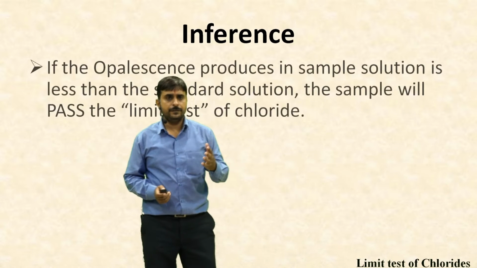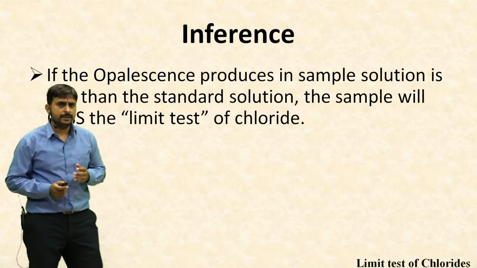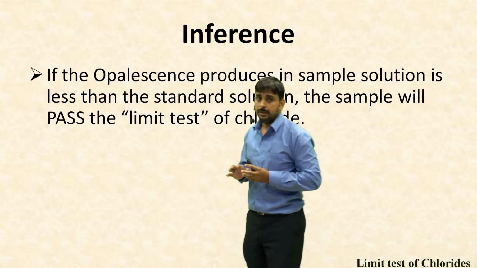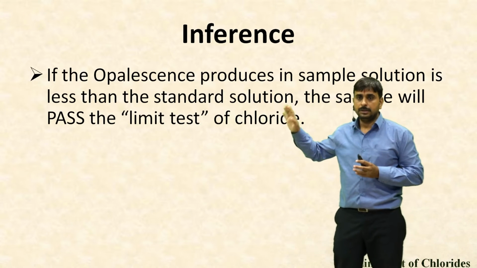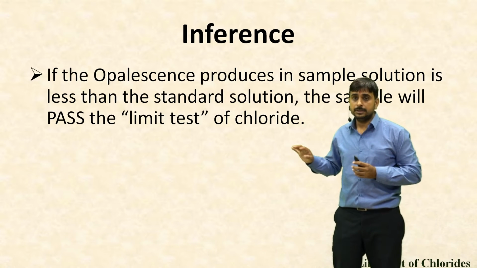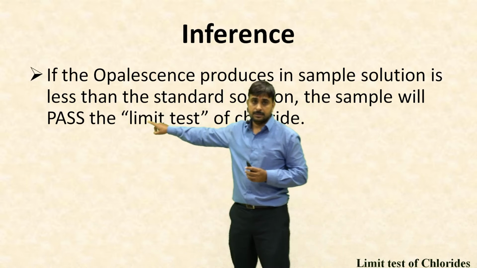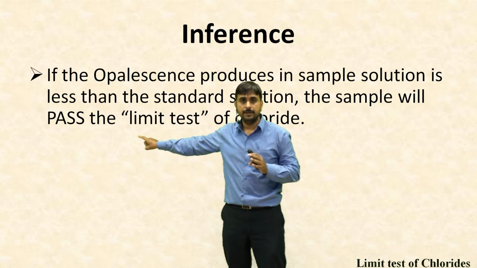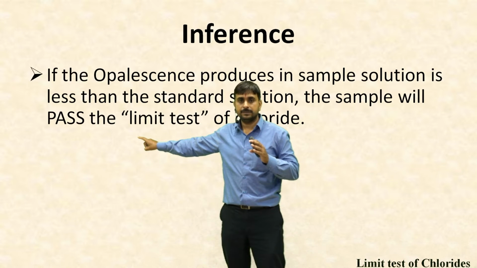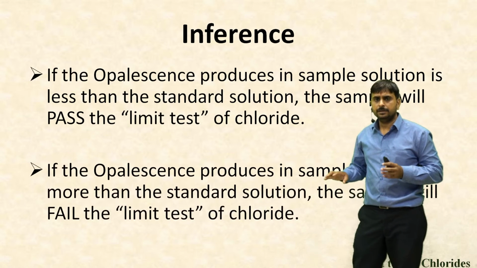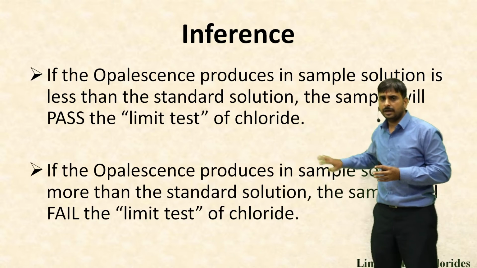If the opalescence or turbidity of the test sample is less as compared to the standard sample, the sample is said to pass the limit test. The sample is said to pass the limit test if the opalescence or turbidity of the sample solution is less than the standard solution. And another inference is, we will find that the opalescence is higher.